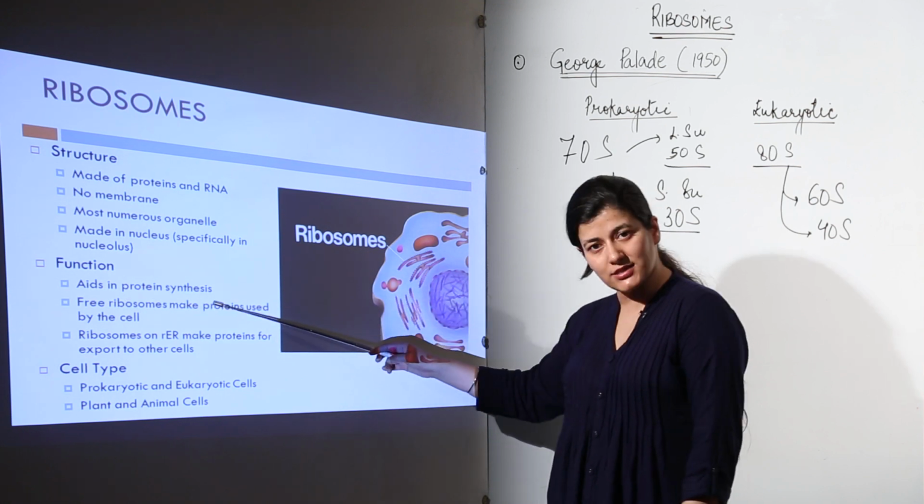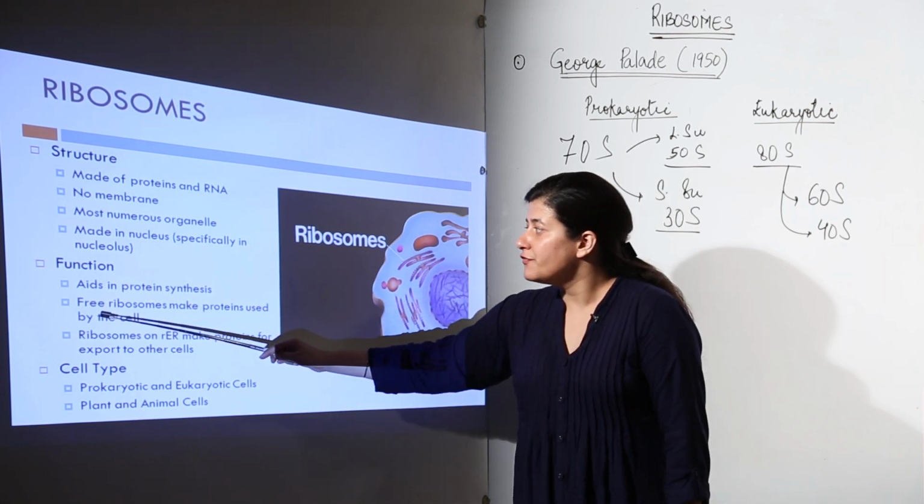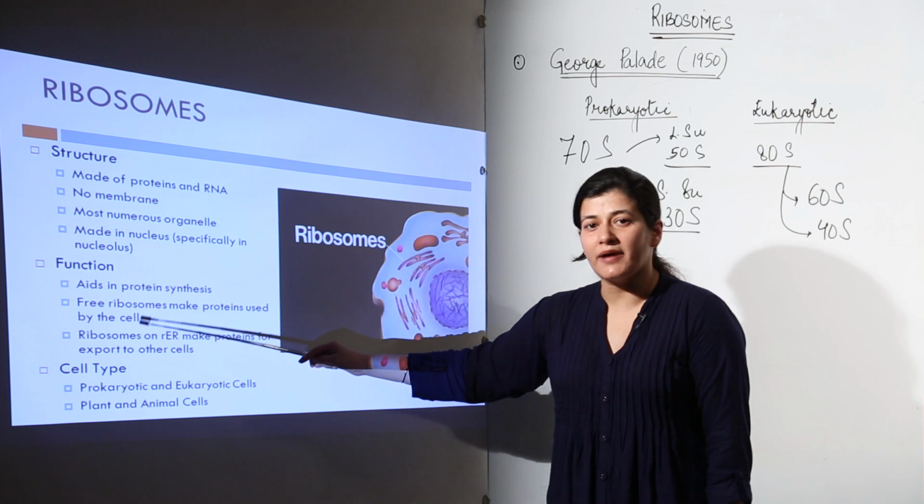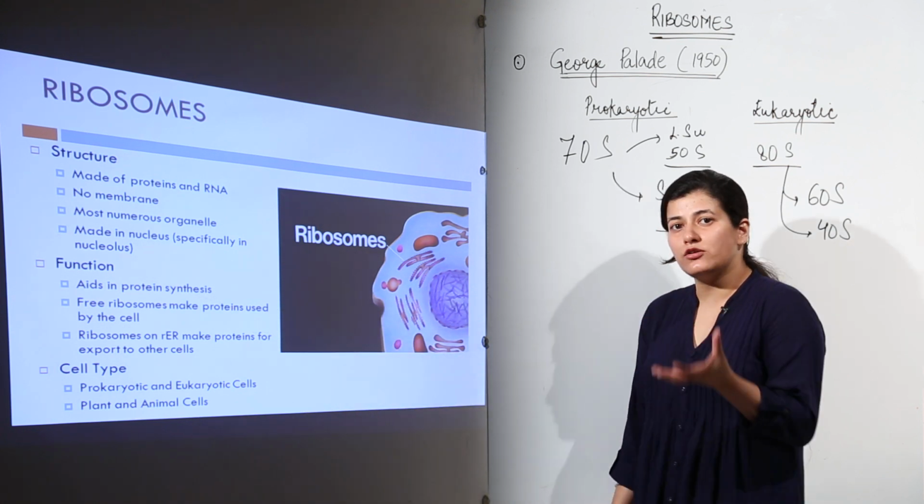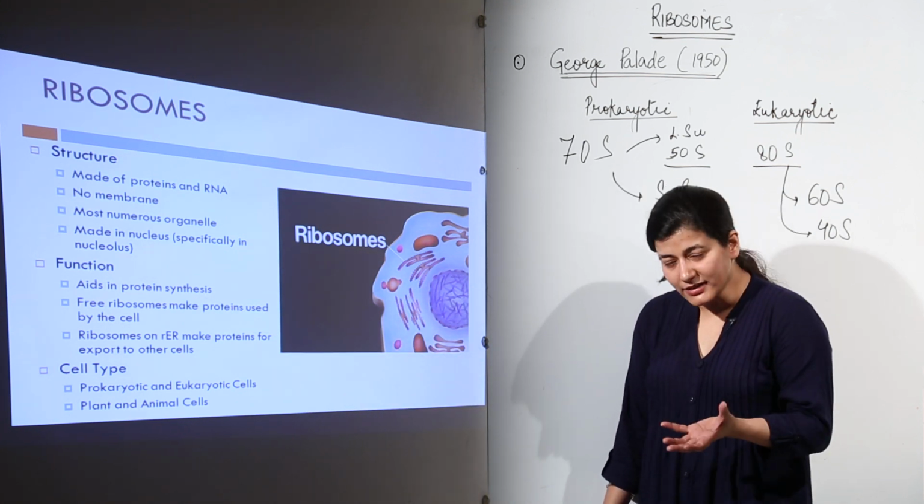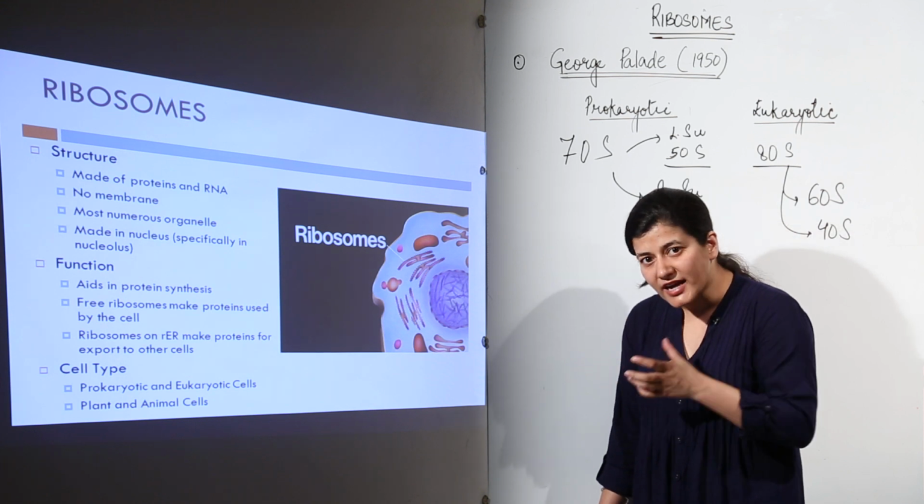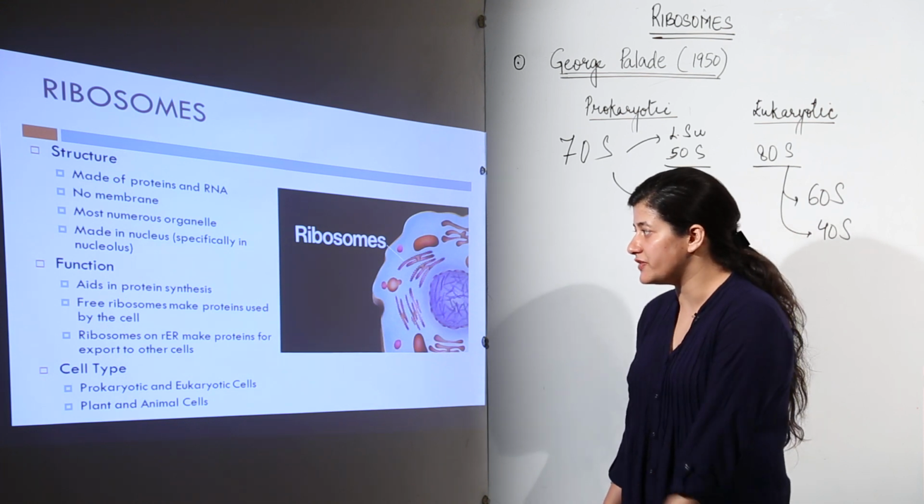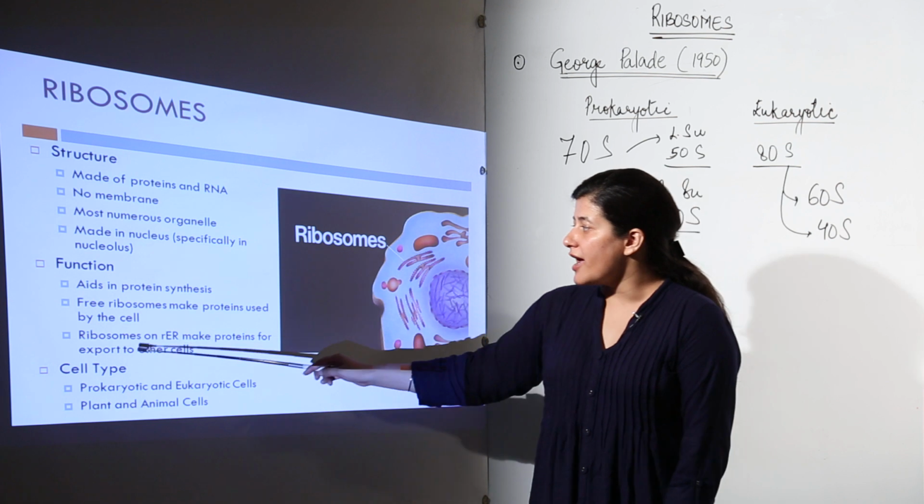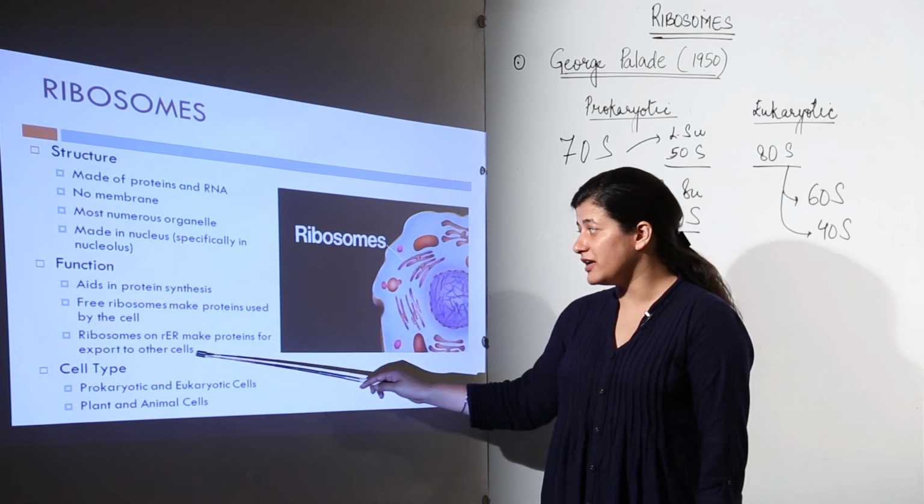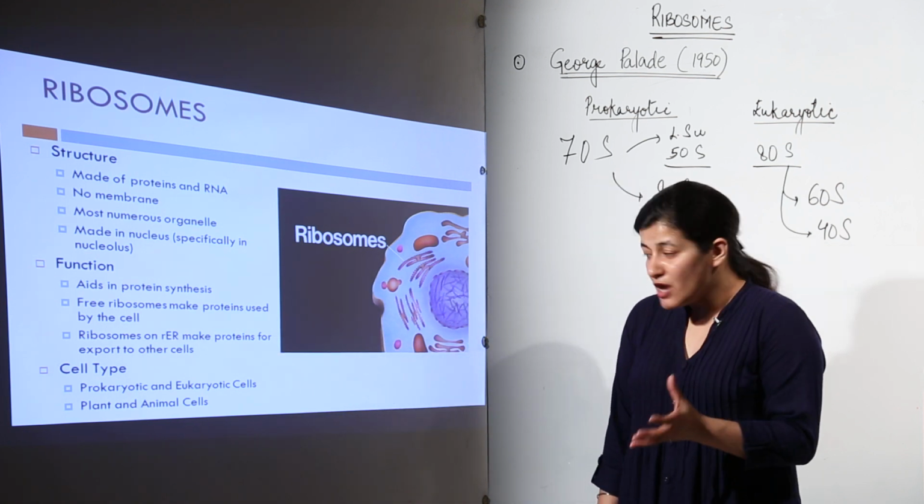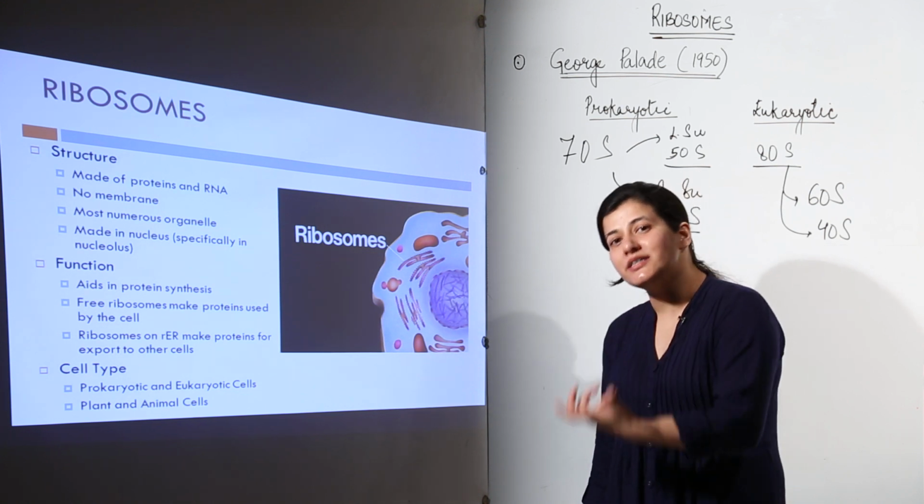It aids in protein synthesis, first of all. Secondly, free ribosomes make proteins used by the cell. As I told you, the intracellular proteins which would be used up by the cell would be produced by the free ribosomes scattered inside the cytosol of the cell. And lastly, ribosomes on the rough endoplasmic reticulum make proteins for export to other cells.